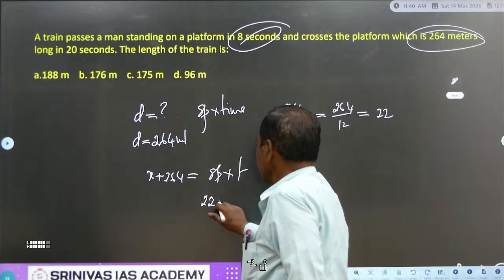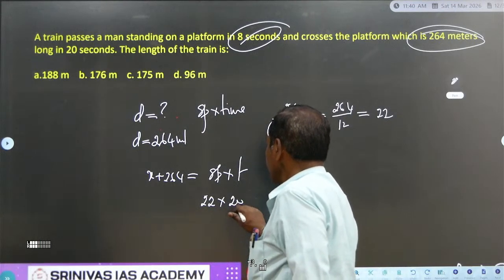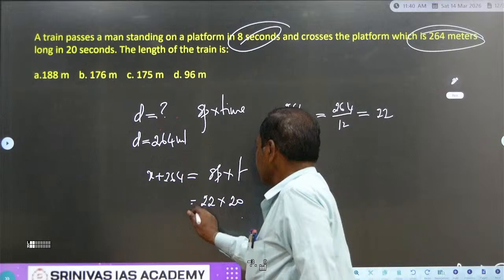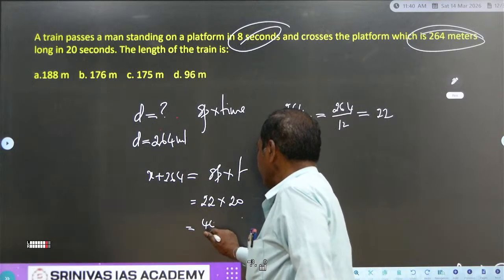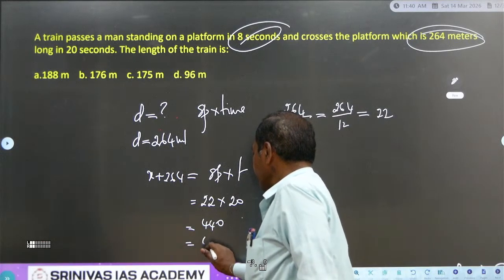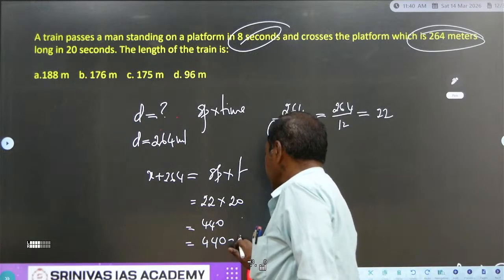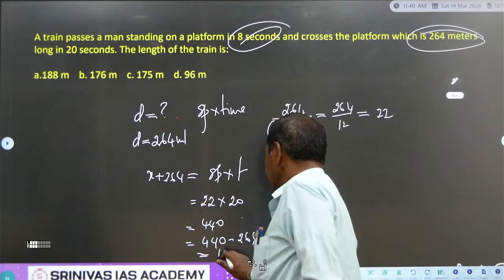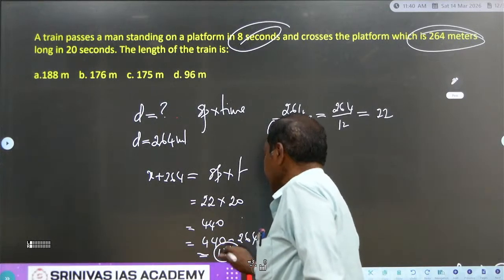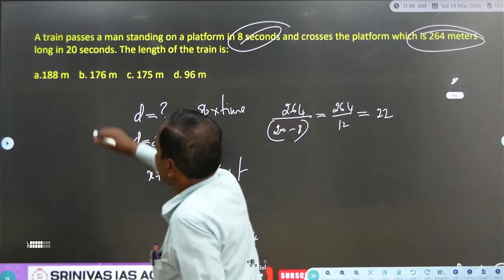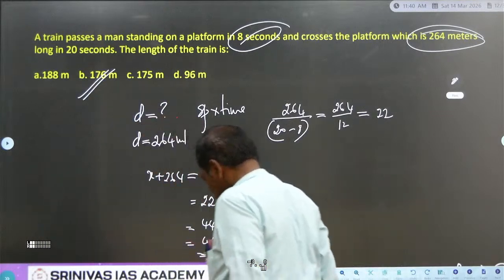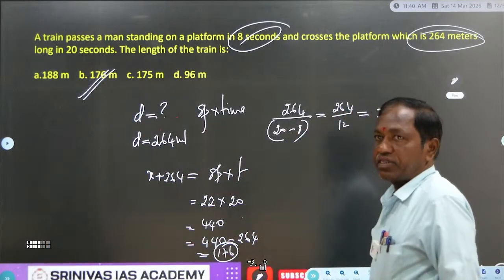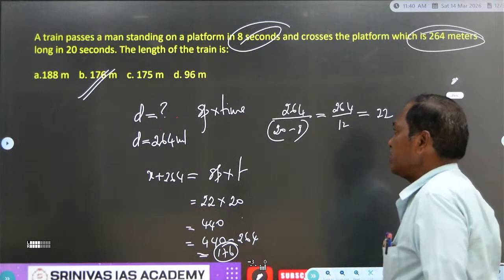22 into time, which is 20 seconds. So 440. Yes, this is 440. Then 440 minus 264 is 176 meters. The option is B. Yes, right. That's why we can do it like that.